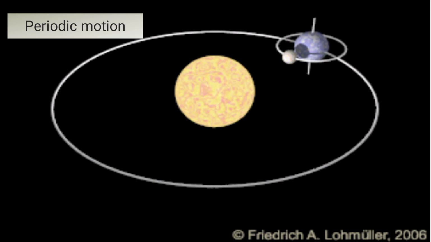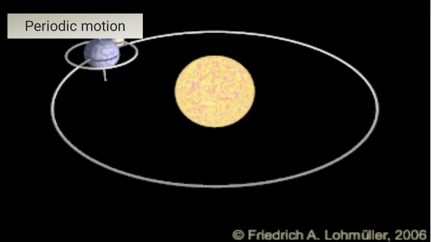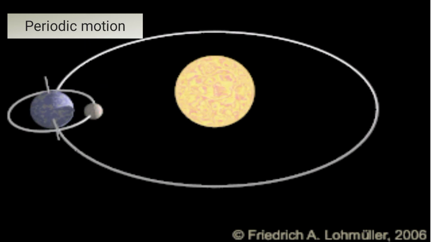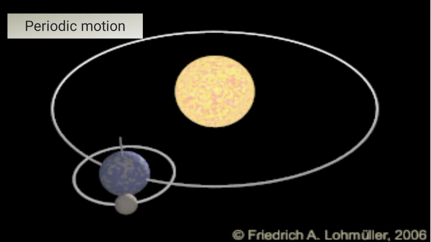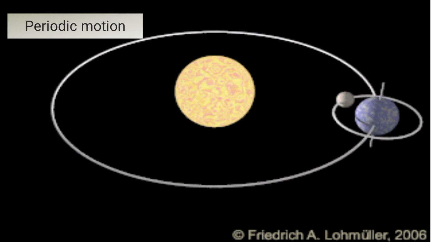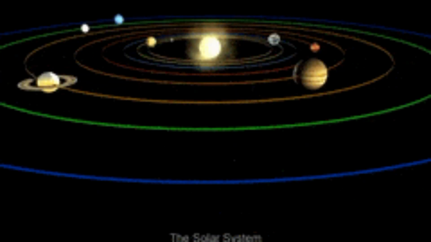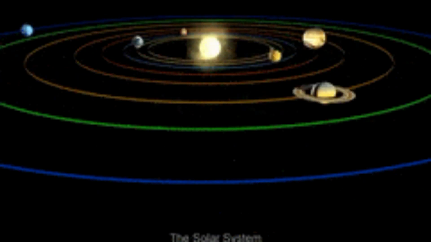Another example we can give is the earth. The earth rotates around the sun, completing one rotation in 365 days, and all the planets again rotate in a fixed time around the sun. So these all are examples of periodic motion.